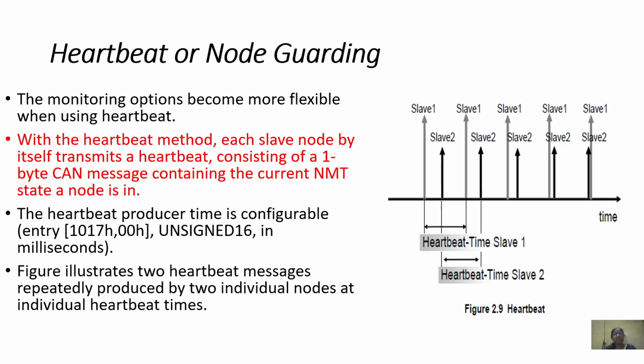This is the heartbeat or node guarding technique. With the heartbeat method, each slave node by itself transmits a heartbeat consisting of a 1-byte CAN message containing the current NMT state the node is in. This is the heartbeat time. Each slave node is transmitting it, and the heartbeat producer time is configurable. This figure illustrates two heartbeat messages repeatedly produced by two individual nodes at their individual heartbeat times.